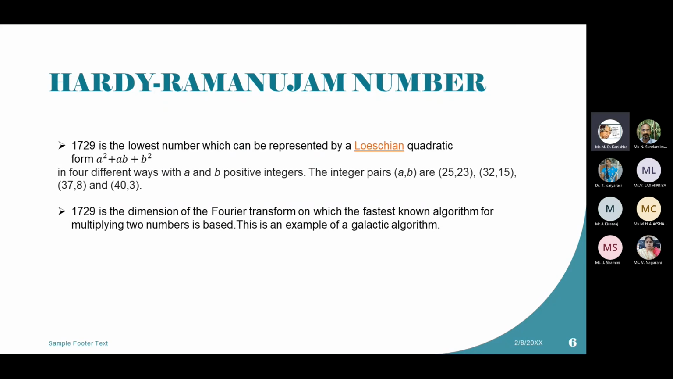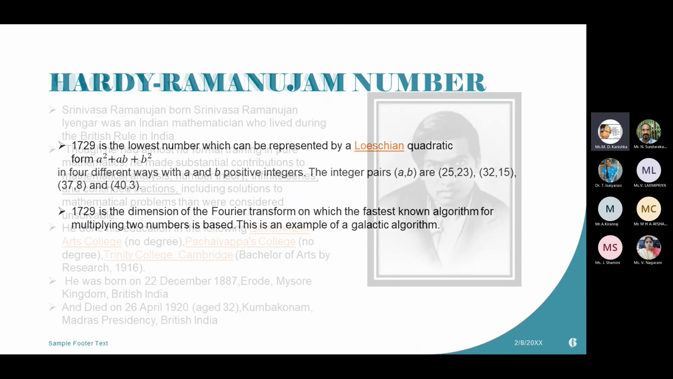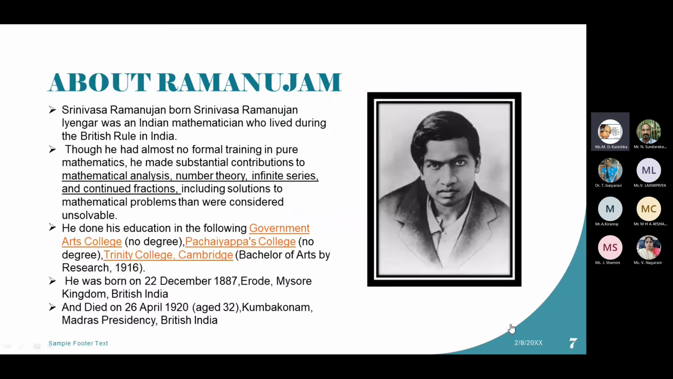1729 is the dimension of the Fourier transform on which the fastest known algorithm for multiplying two numbers is based. This is an example of a galactic algorithm. The next part will be continued by Lakshmi Priya.